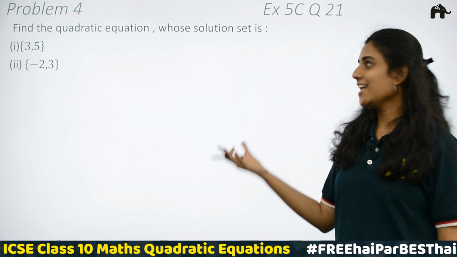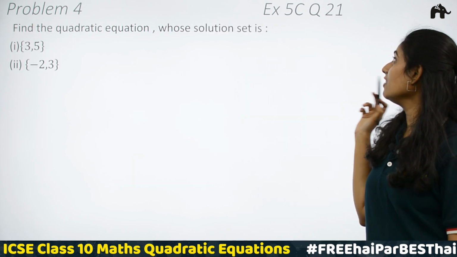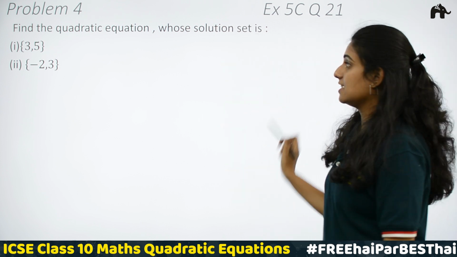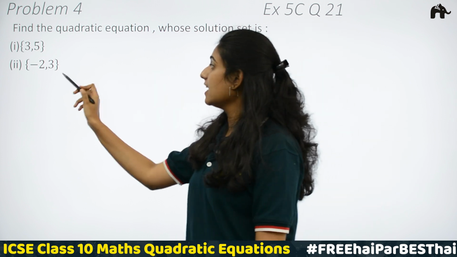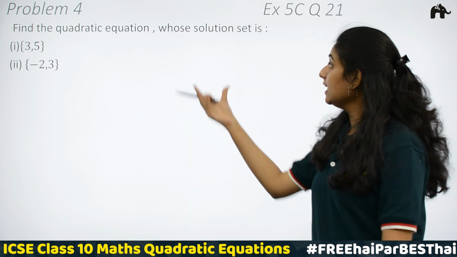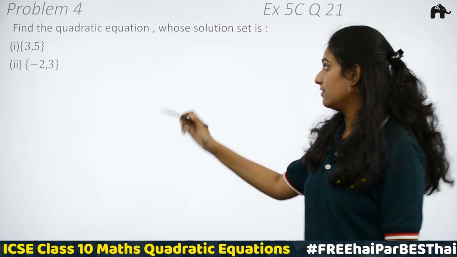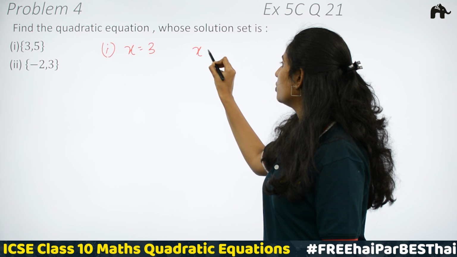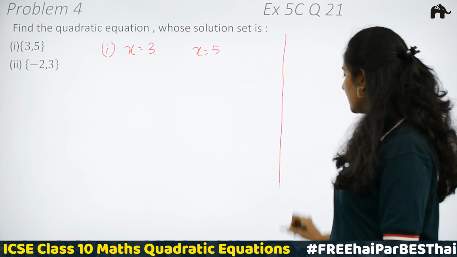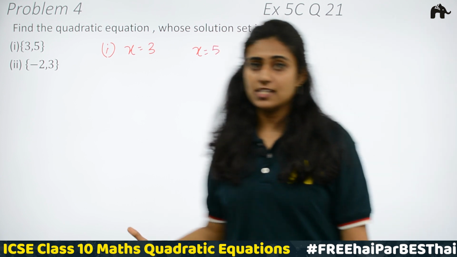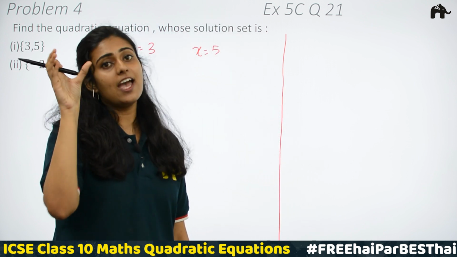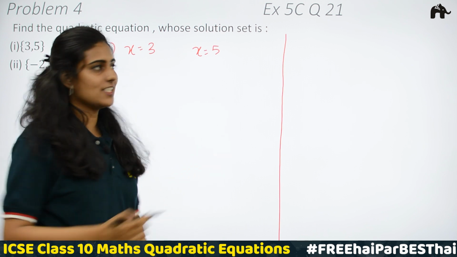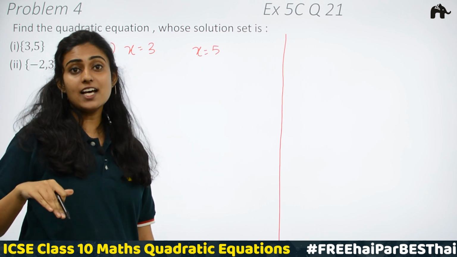Okay. Our next problem, problem 4, question 21 of exercise 5C. Find the quadratic equation whose solution set is first one 3, 5, second minus 2, 3. Okay. Here the values of x are given. In the first question, either x is equal to 3 or x is equal to 5 are the values of x. In our previous questions, we had the equation given and from the equation we used to find the values of x. Here, we are going to do the reverse process. Here, x is given and we are going to find the equation.